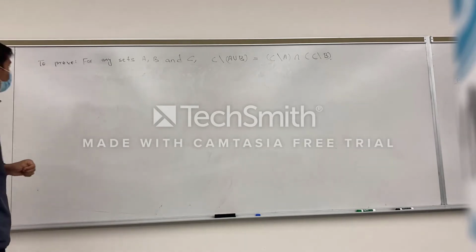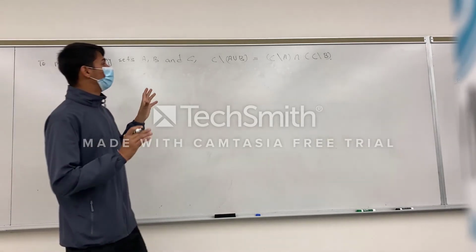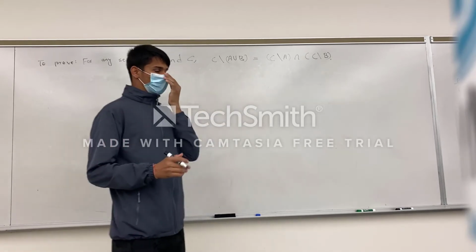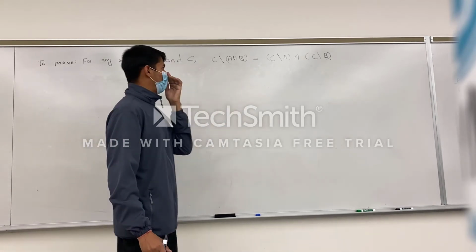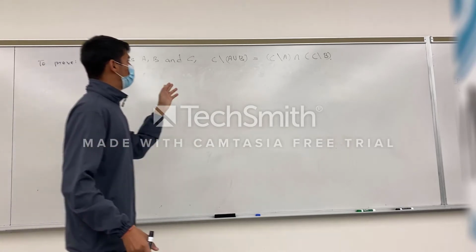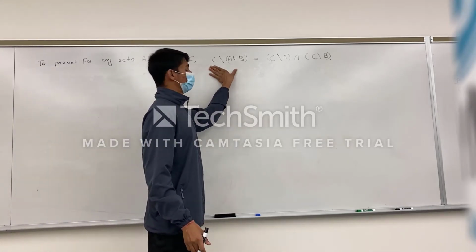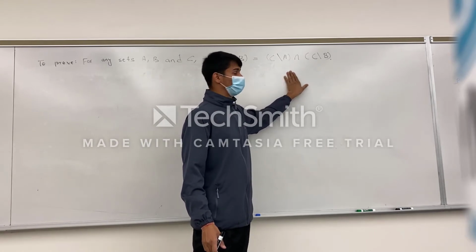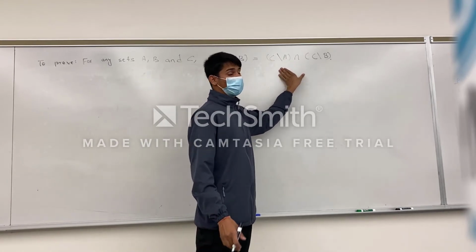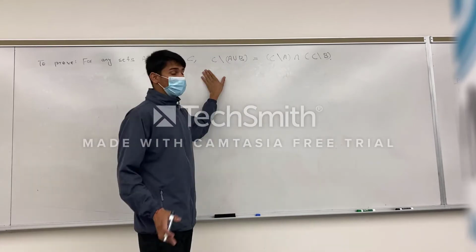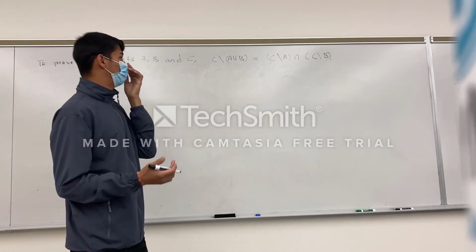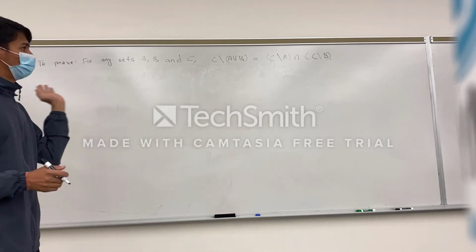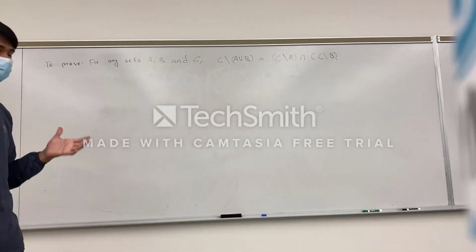So let's begin. In order to prove any theorem that contains equality, we have to go forward and backward. What I mean is, we have to prove that the left hand side is a subset of the right hand side, and we have to do the reverse. That is, whatever we have on the right hand side is also a subset of the left hand side. If we do that, then we can prove this theorem. Now let's try to understand what this theorem says.